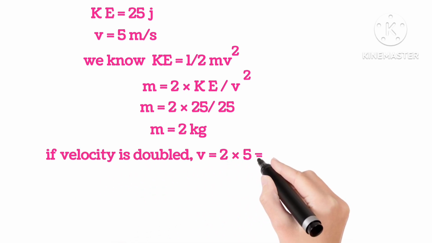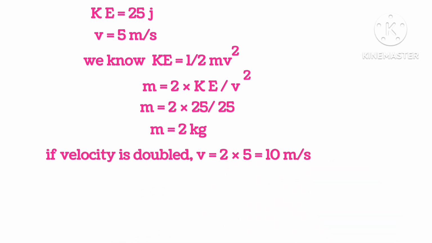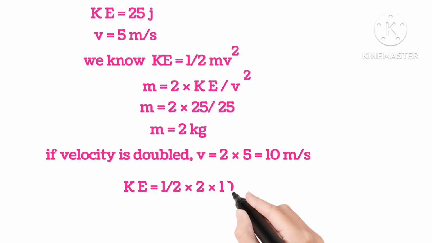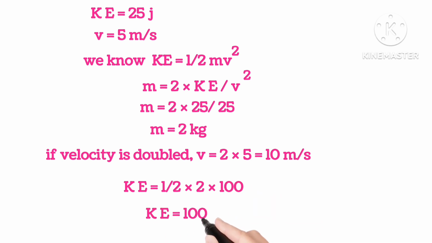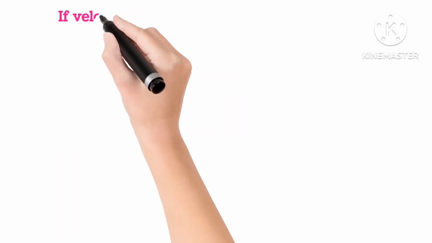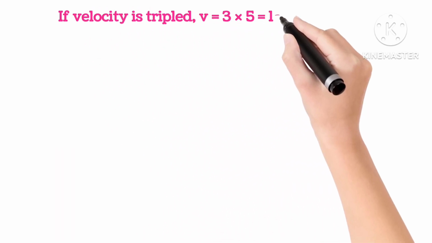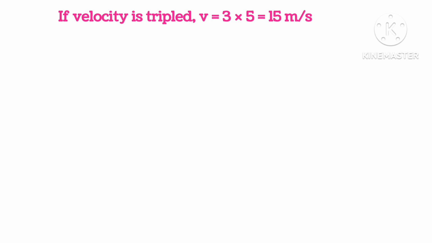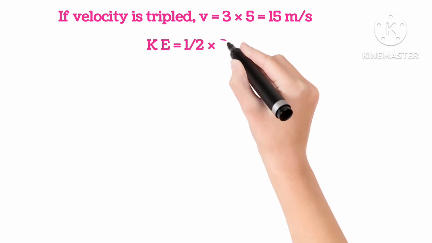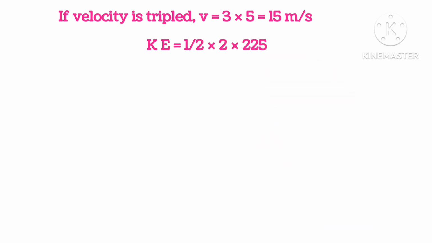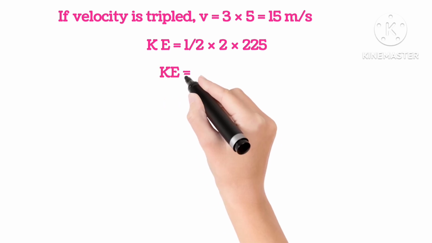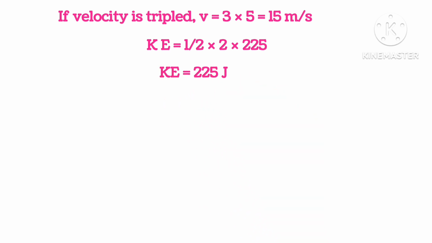If the velocity is doubled, that is 10 meter per second, then kinetic energy will be, putting the values in the formula, we get 100 joules. Similarly, if the velocity is tripled, that is 15 meter per second, then the kinetic energy will be, putting the values, we get 225 joules.